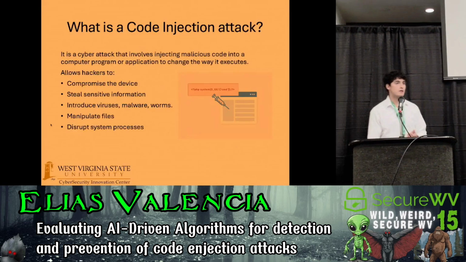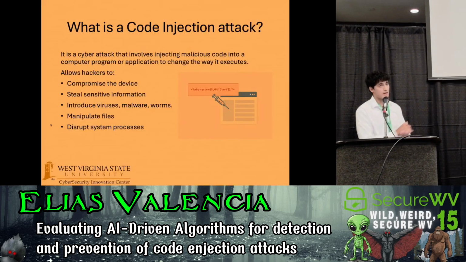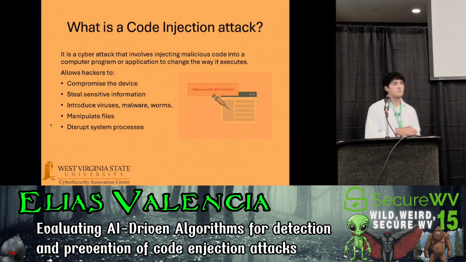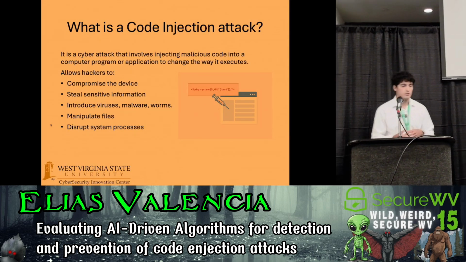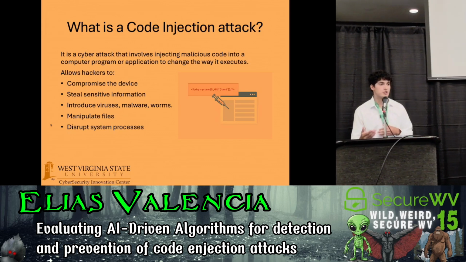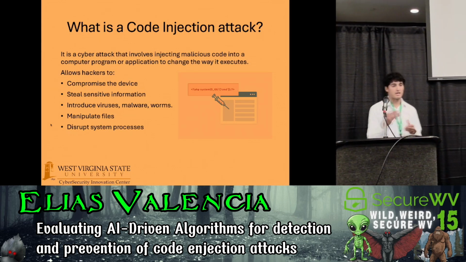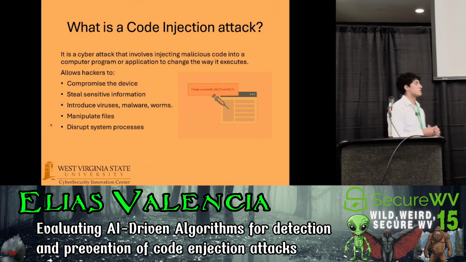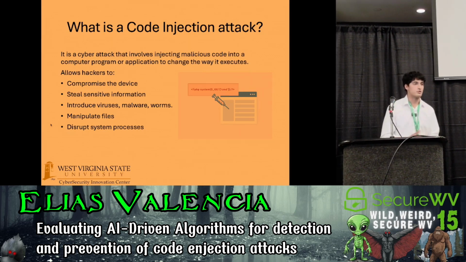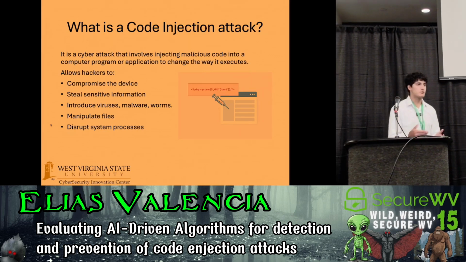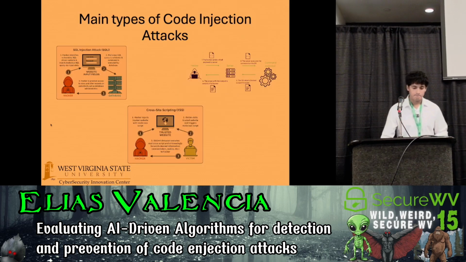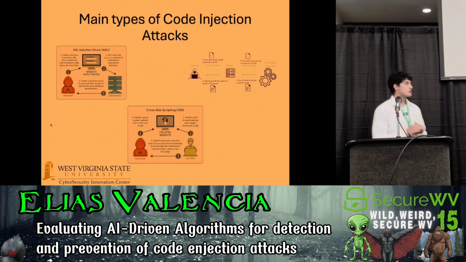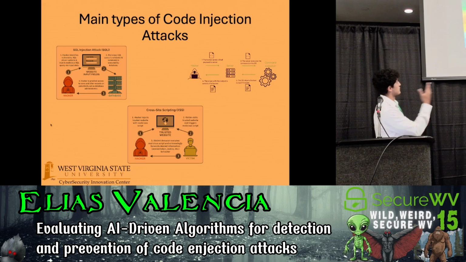Now, first of all, we need to know what a code injection attack is. A code injection attack is a cyber attack that involves injecting malicious code into a computer program or web application that is vulnerable. This allows hackers to compromise the device, steal sensitive information, introduce viruses, manipulate files, or disrupt system processes. Now, in my research, I focused on three main code injection attacks.